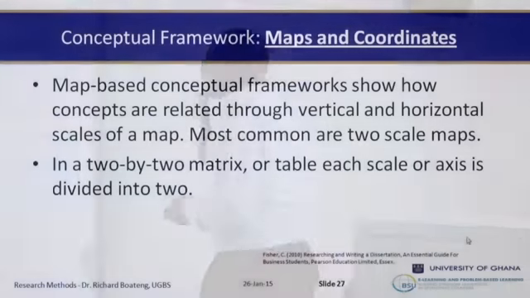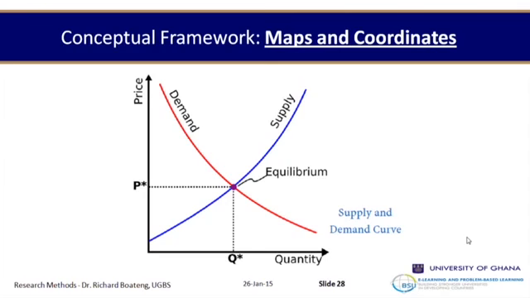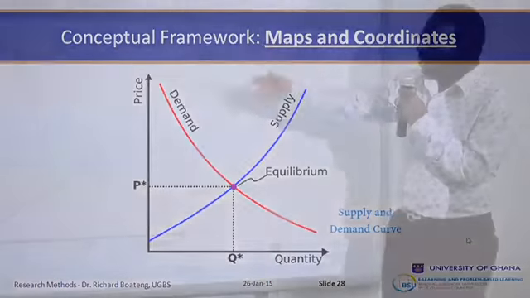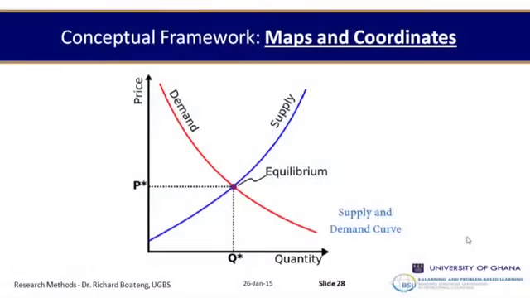Now, maps and coordinates. Sometimes conceptual frameworks may be shown as maps and coordinates, which shows how they relate together. A very common example is the demand and supply curve, which you all know about in economics. So quantity is here and price is here, and you have an equilibrium at this point. You have a demand and supply curve, which is used to understand how market systems work. So this is one way, and you can see there's the x-axis and then there's a y-axis. So at least you can appreciate that there are some maps and coordinates working here.